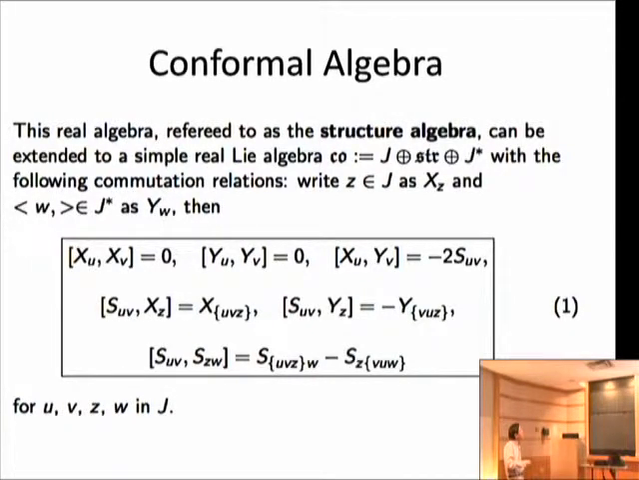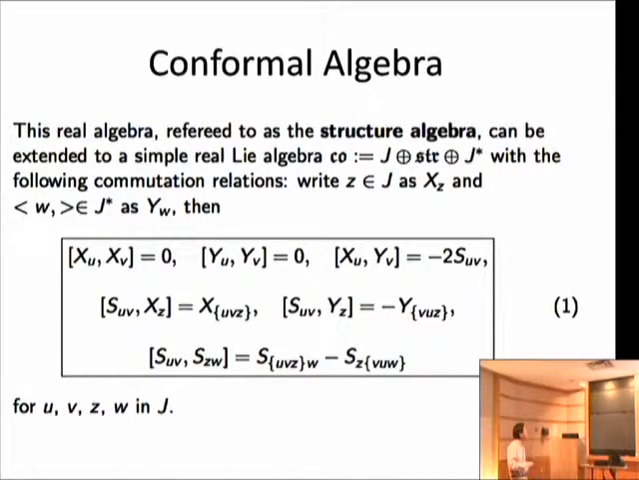So as a vector space, we add one copy of J and one copy of the dual space of J. Then we can introduce a commutation relation such that this becomes a simple real Lie algebra. This commutation relation looks complicated, but it is actually quite easy to remember.